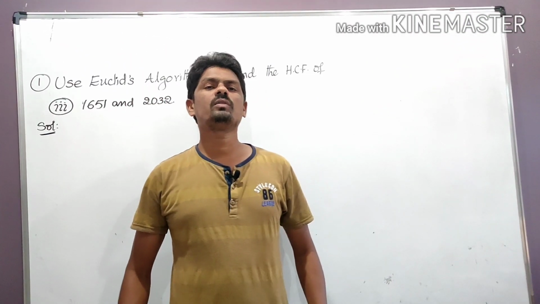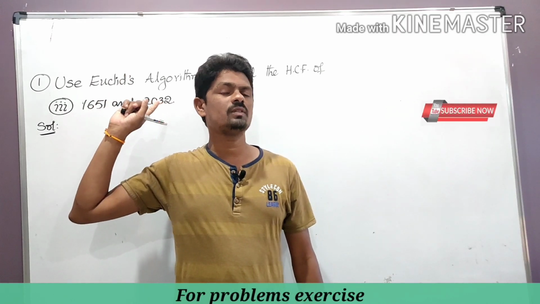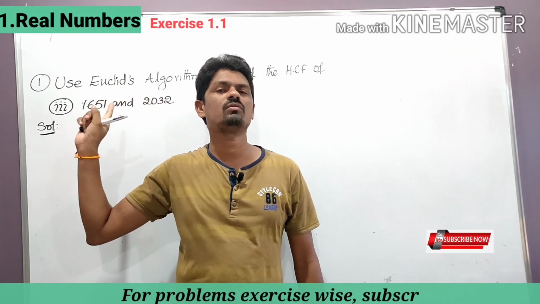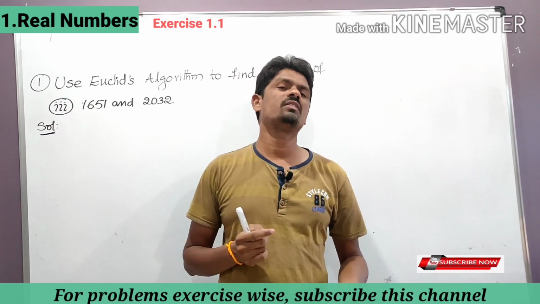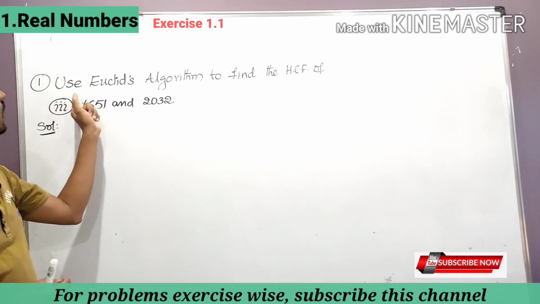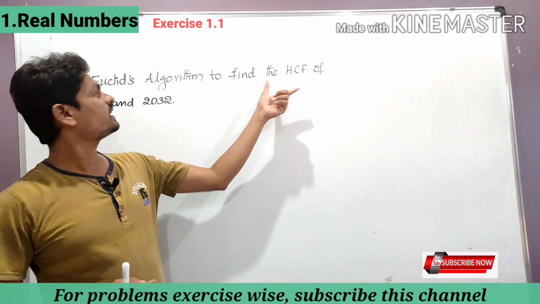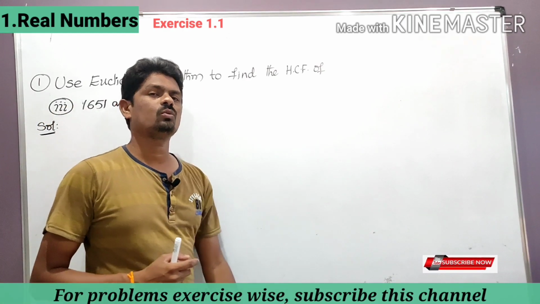Hello student, welcome to my channel Learn More Maths. My name is Varakkumar. Today we are going to solve a problem from the chapter Real Numbers exercise 1.1. First problem, third bit, student. There are 3 bits already. We have completed first and second bit. This is the third bit, student. See here what he is asking. Use Euclid's algorithm to find the HCF of 1651 and 2032.